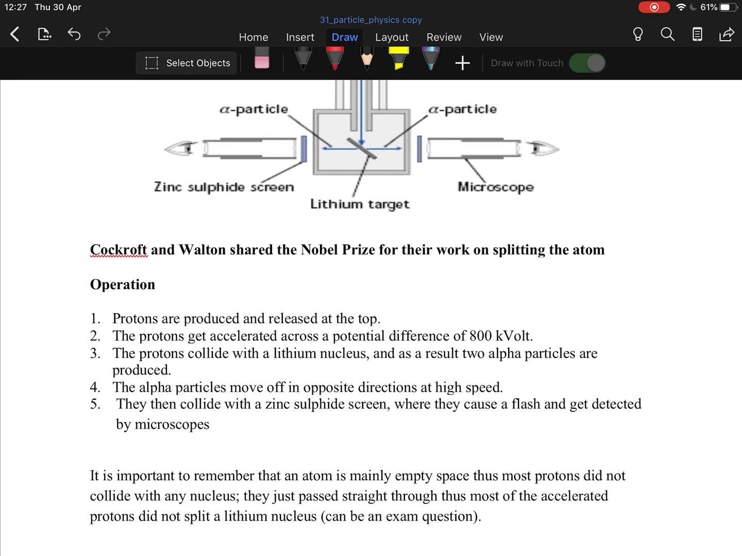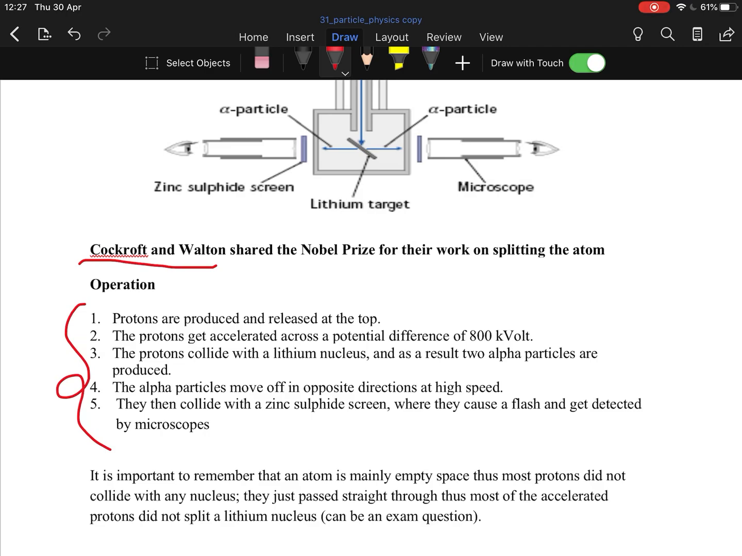These two are the two that did it. I think one of them is Irish. That's why they ask this quite a lot, so make sure you know them. So the operation: protons are released at the top. They get accelerated across a potential difference. Just say a high potential difference, but it's 800 kilovolts, though a high potential difference will be fine. The protons collide, and two alpha particles are produced, and they move in different directions.